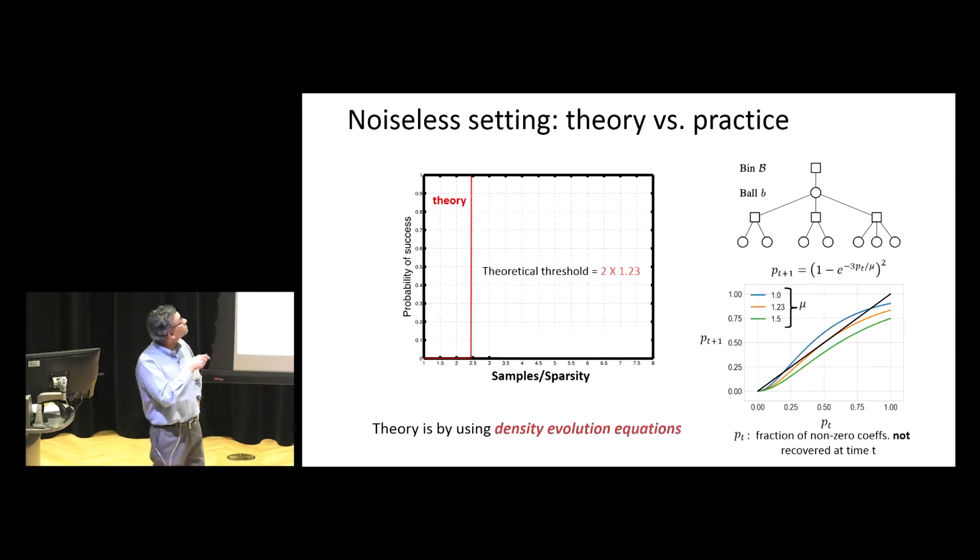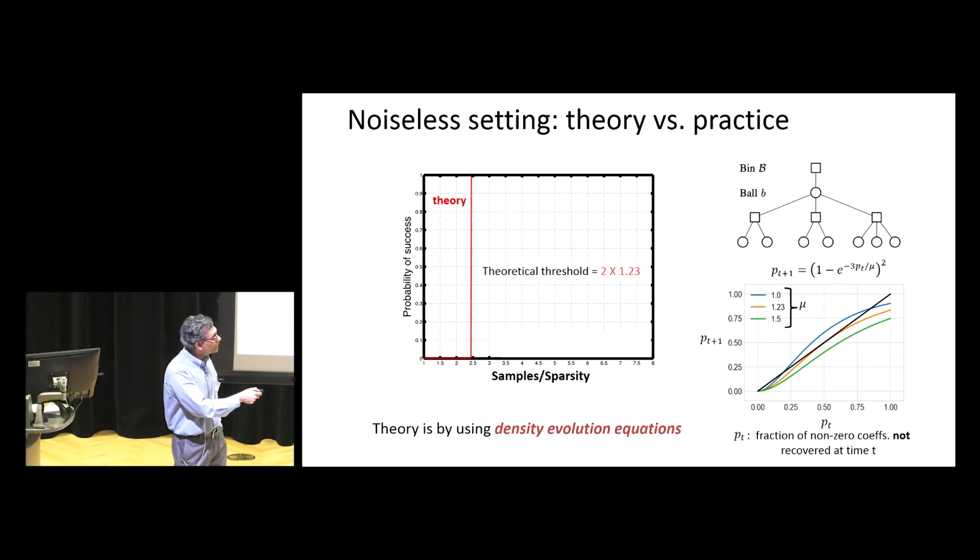OK, so this is an upshot of the density evolution equations that are behind these plots. So this is the theoretical threshold for uniform left degree 3 graph. And the 2 is because of needing 2 measurements for location and value. And on the right, this is the unfolded graph which, from your bipartite graph, you unfold. It's the usual technique of making a tree out of it. And you make the tree out of balls and bins. And you can analyze the density evolution for this case with the degree 3. It's given by this equation.